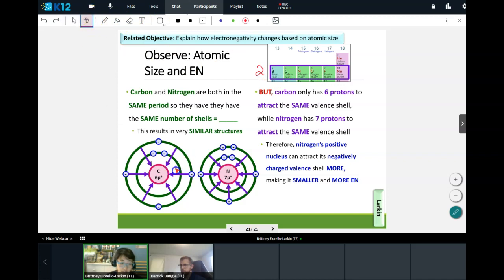Take a look down here, the green shells. How many shells do both carbon and nitrogen have? How many shells do they both have? Tell me in the chat. Yeah, they're in period 2, and so they also have 2 shells, all right? So if you're in period 2, you have 2 shells.